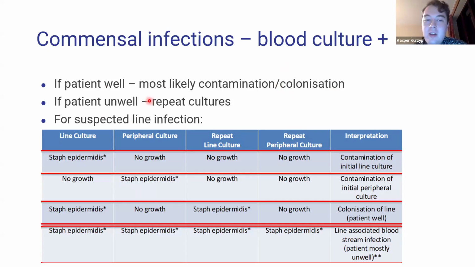Now, if the patient is unwell and you grow something that is typically commensal, such as Staph epidermidis, you want to repeat cultures. It is likely that it is just contamination or colonization, and you don't want to overtreat, so you would typically repeat the sterile culture, in particular blood culture. If there are two positive culture results and the patient is unwell, then you would treat.